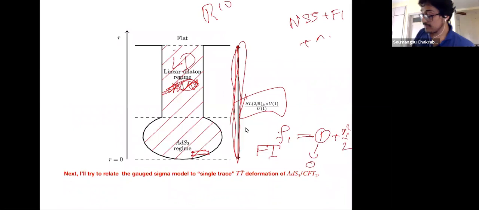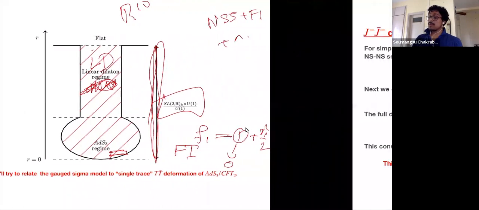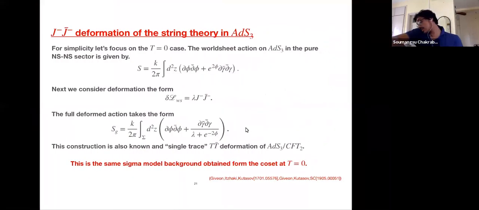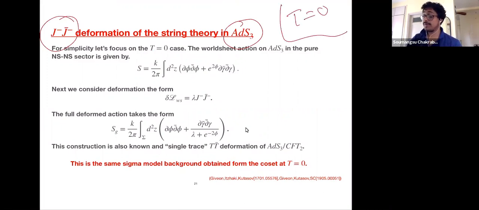So far we are done with the NS5 branes and the coset. And what I'm going to argue, without going into details because this is not the main topic of this talk, is that you obtain the same background when you do this J minus J bar minus deformation of AdS3 in the pure NSNS sector. For simplicity, let us look at the T equal to 0 case, the zero temperature case.